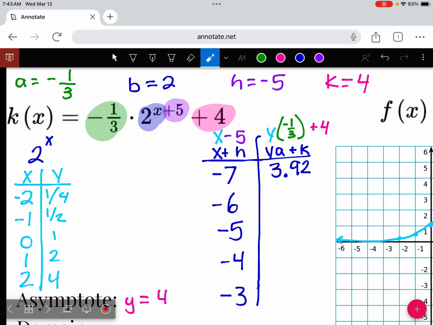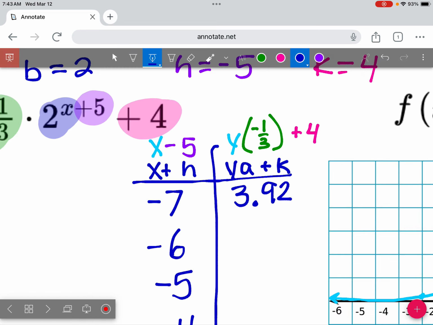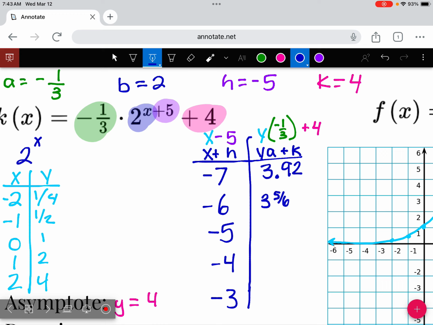Then we're going to take our 1/2 times our -1/3. It's going to give us -1/6 plus 4. So we'll get 3 and 5/6, which you can put as a decimal if you'd like. You can also keep it as a fraction.